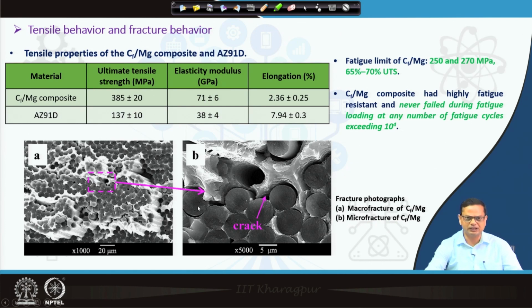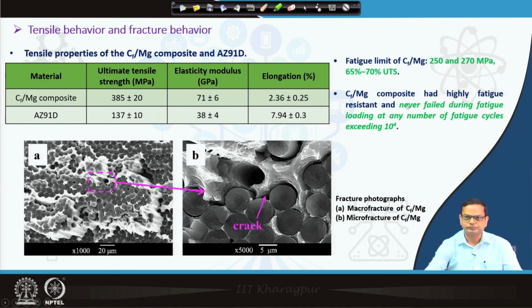Now, let us look at the microstructure. A fatigue study has been done on this particular composite material, and before that, a tensile test has also been done. Obviously, if you compare with the alloy, the tensile strength of the composite is quite high. In fact, it is more than double, almost 3 times, and the modulus has also increased from 38 to 70. Obviously, when you are reinforcing with high strength fibers, the elongation is bound to go down. So, from 7.94, or 8, it becomes 2.3.